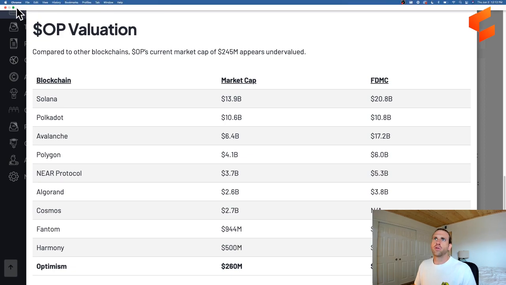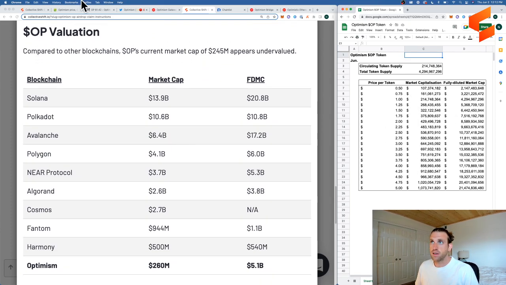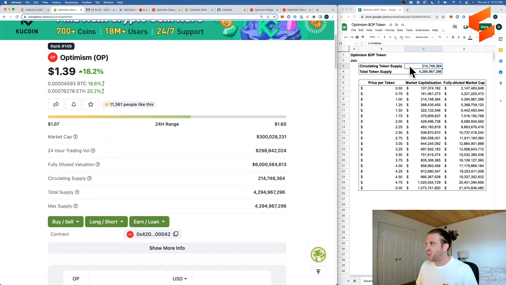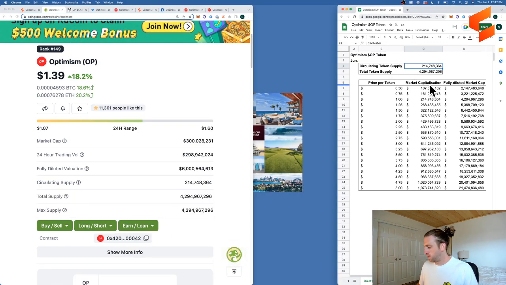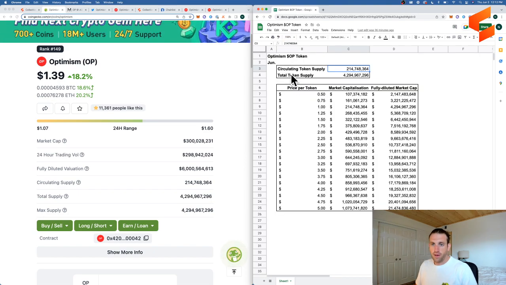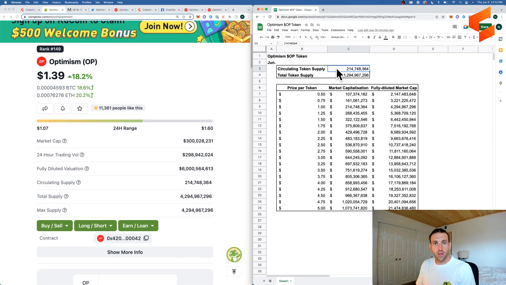Let me get out of full screen mode, and let me change my screen because I've got a few numbers here on the right-hand side, and feel free to pause and take a look at these numbers. I've pretty much just taken the circulating token supply of 214, and actually let's go half screen mode so we can view this a little bit. There we go. So I've taken the circulating token supply of 214 million tokens.